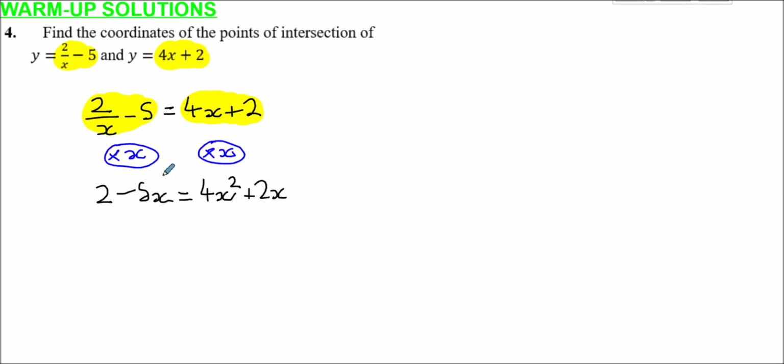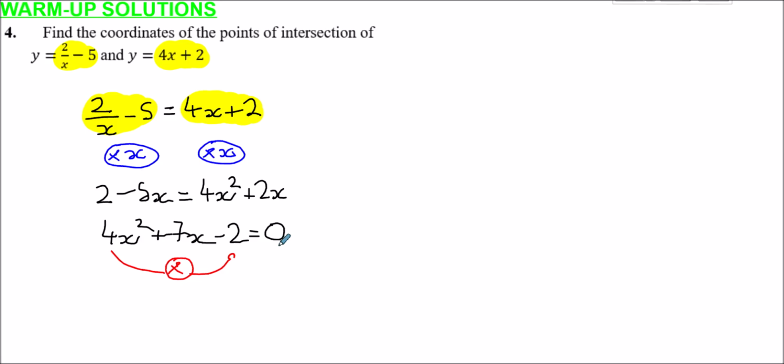If we add 5x and subtract 2 from both sides, we arrive at 4x squared plus 7x minus 2 equals 0. Next, what we need to do is use this AC method to factorise. So we need two numbers that multiply together to give -8. We get -8 by taking the 4 and multiplying by the -2. And so we can think of two numbers that multiply together to give -8, but when we add them up, gives us +7.